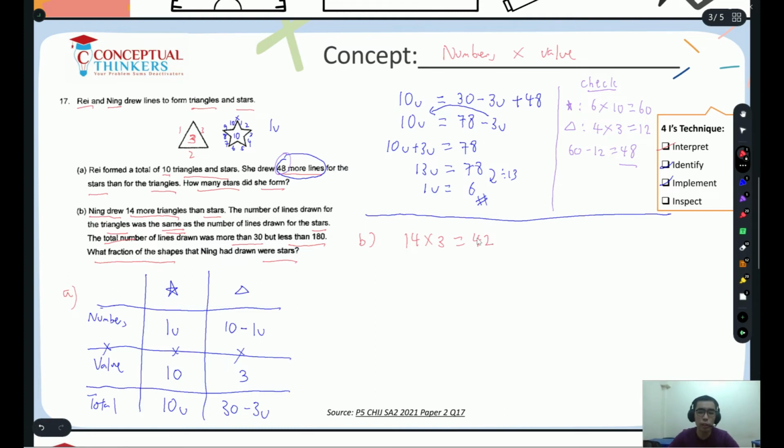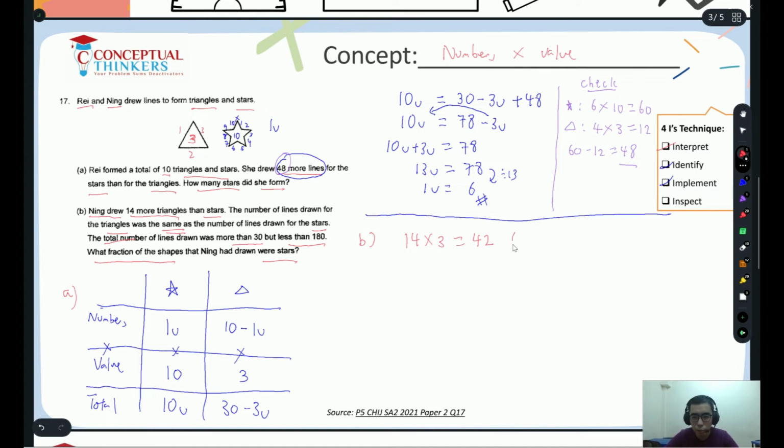A lot of students would think that, oh, this is because of the 14 extra triangles than star. But take note of the second sentence. They say that the number of lines to create all the triangles will be equal to the number of lines created for all the stars. Then why is it not the same quantity? It's because one star will be 7 lines more than a triangle.